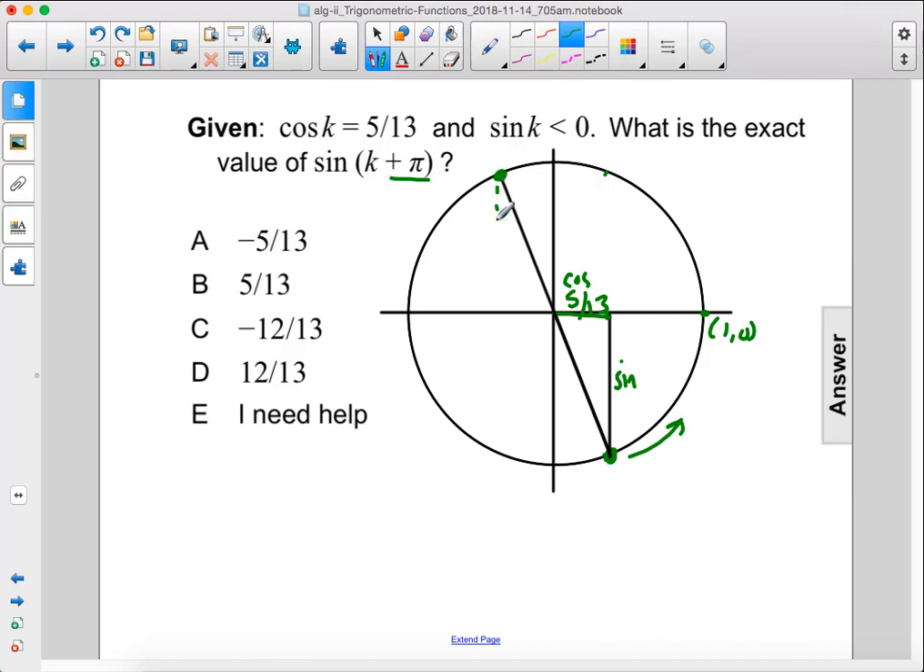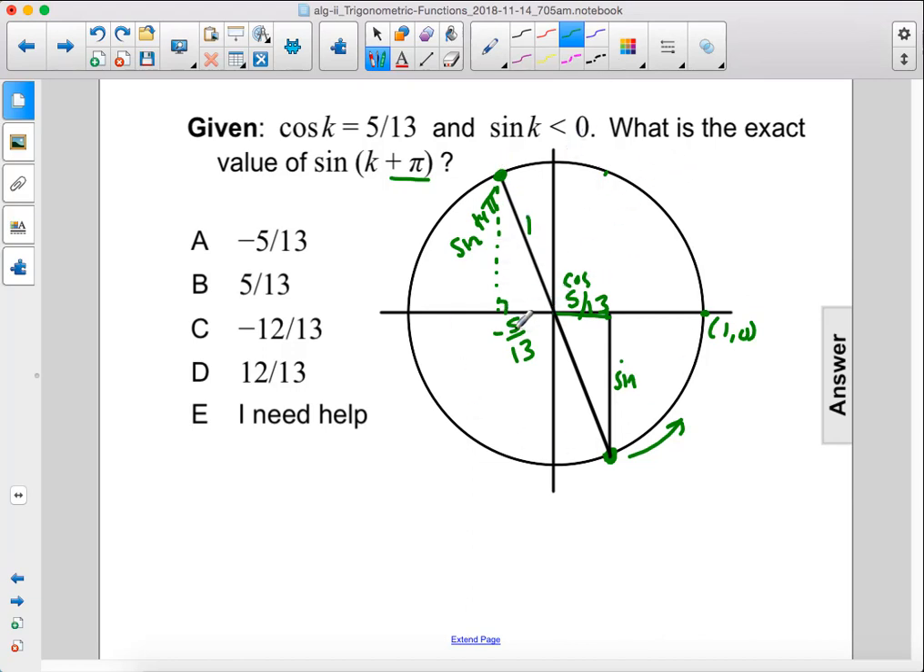So we have sine of k plus pi here, the cosine of k plus pi, and this is going to have the same length as this one, but this is negative 5 over 13. It has the same value, but it's negative. And now we can do the Pythagorean theorem. So the hypotenuse of this triangle here is 1 because it's a unit circle.